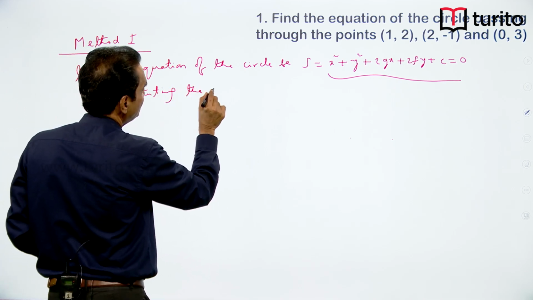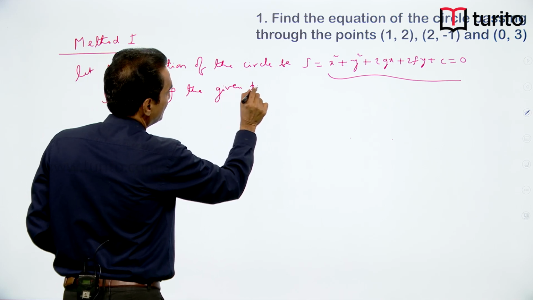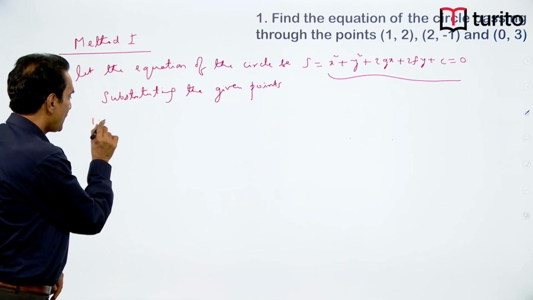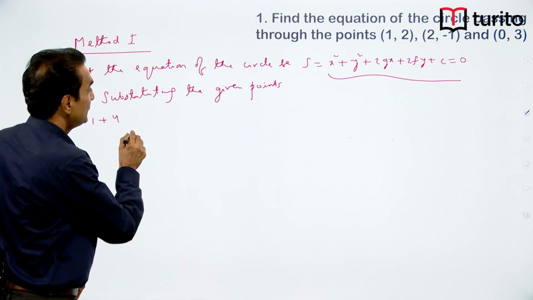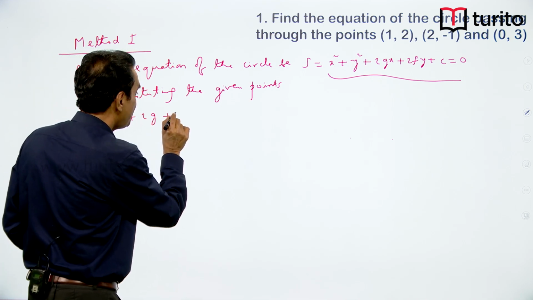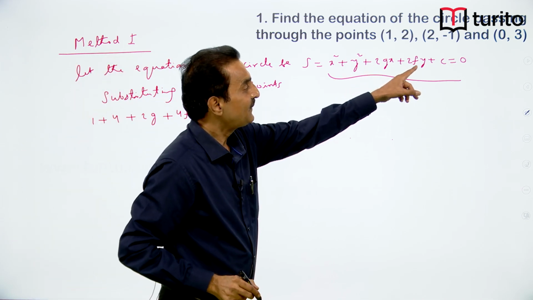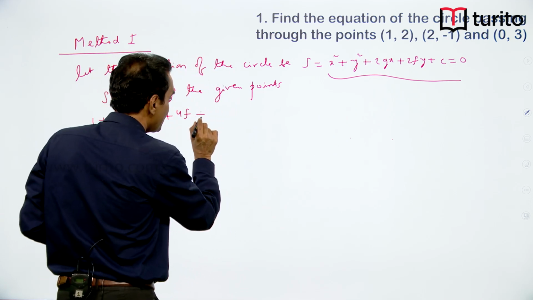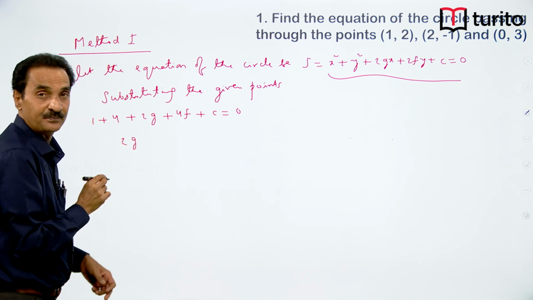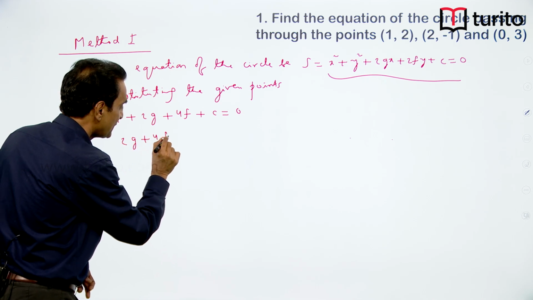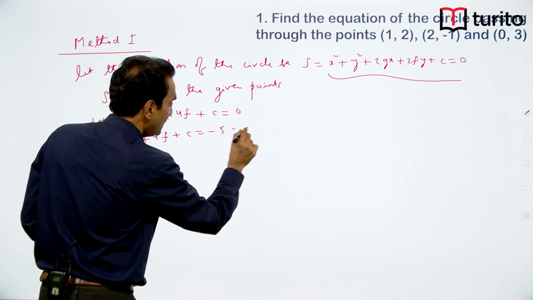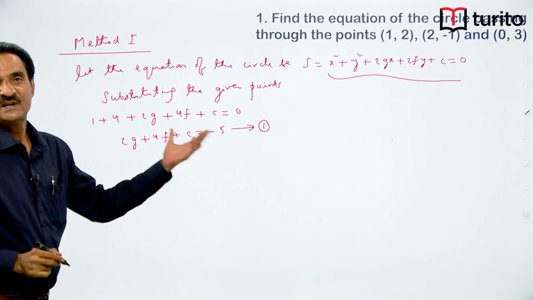Substituting the given points one by one, substitute 1, 2, you will get 1 plus 4 plus 2g plus 4f, 2f into 2, that is 4f, plus c is equal to 0, and we can write it as 2g plus 4f plus c is equal to minus 5. Let us take this as equation 1.